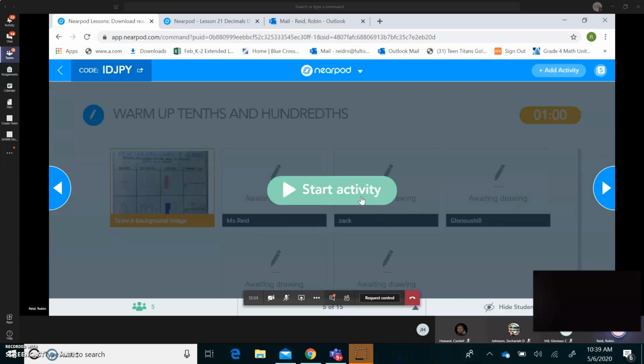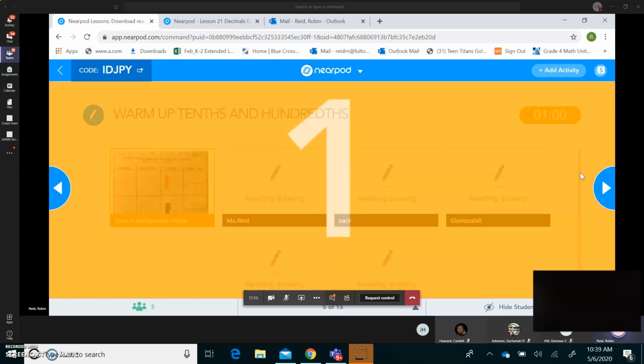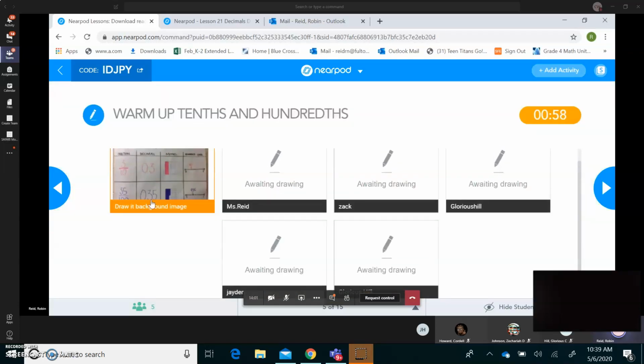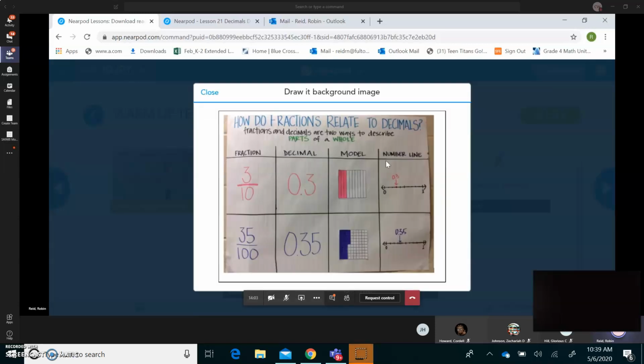Alright, first we're going to look at our anchor chart. Alright, how do fractions relate to decimals? Fractions and decimals are two ways to describe parts of a number. So today what we're going to work on is writing it in a fraction, writing it as a decimal, and showing it as a model.